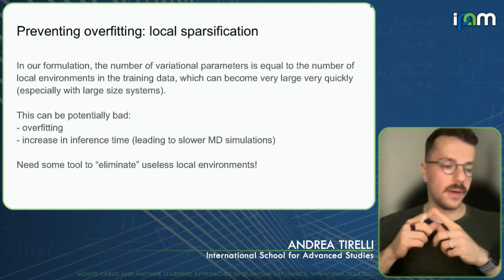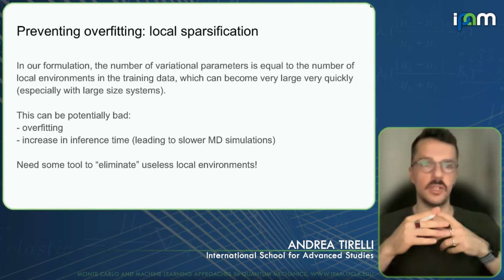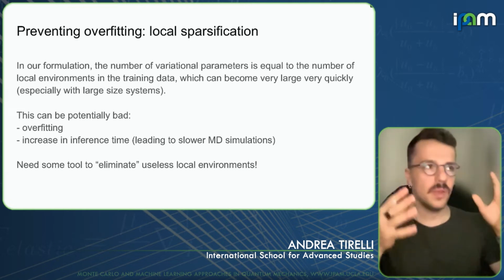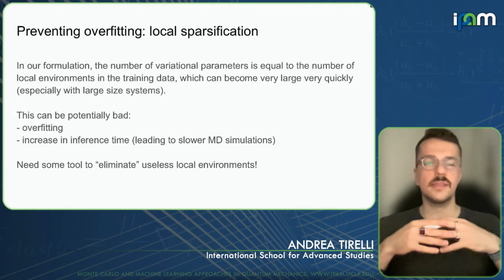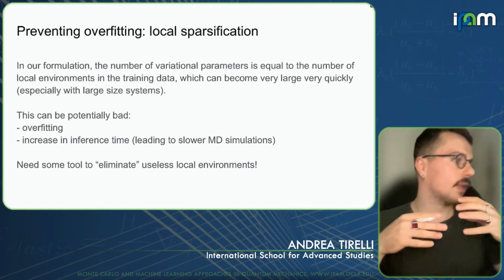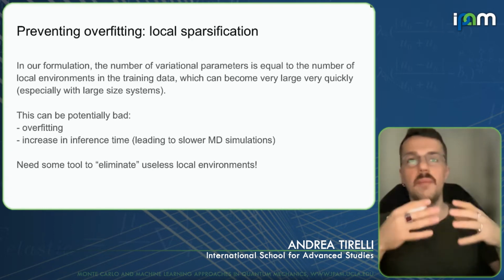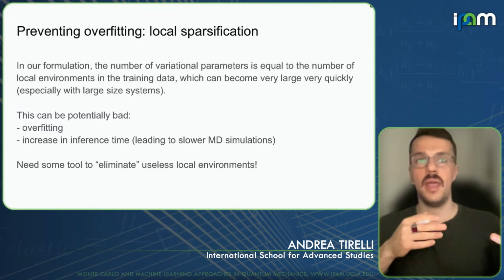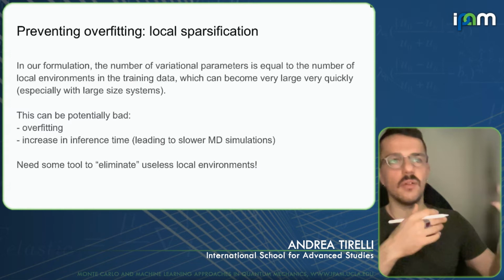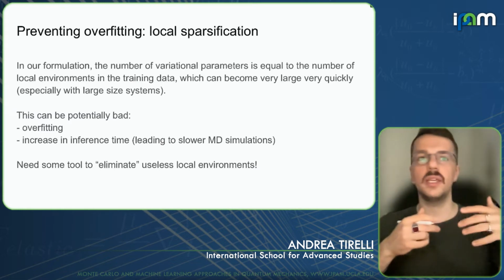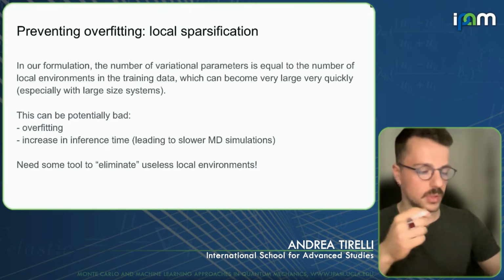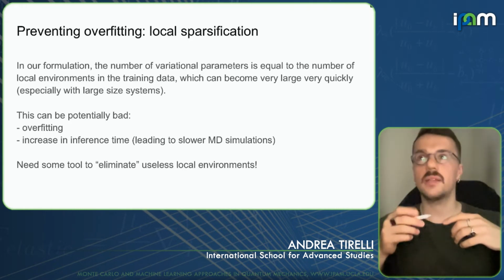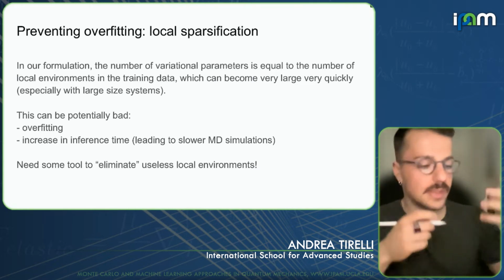And at the same time, there's a very common machine learning phenomenon, overfitting, that could happen, especially with small training data. So the idea is that we might perform perfectly on our training set, but we might not have generalization power. And having generalization power on unseen configurations, so being able to accurately predict unseen configurations, is very important in our case. So we need to eliminate the local environments that we don't need somehow.